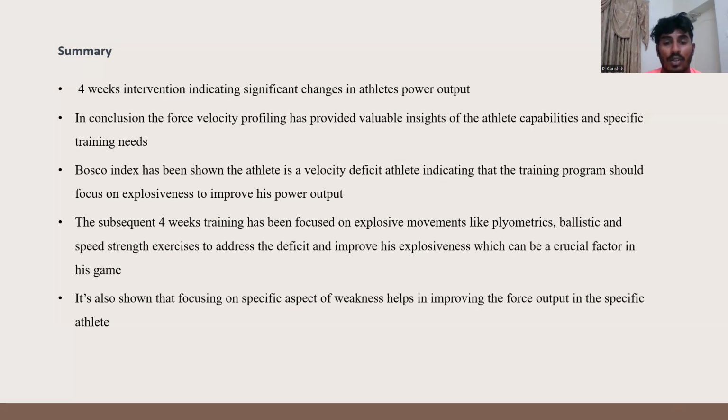The 4-week training program was mostly focused on explosive movements like plyometrics, ballistic exercises, and speed strength exercises to address the deficit and improve his explosiveness, which can be a crucial factor for his game. It has also shown that focusing on specific aspects of weakness helps in improving the force output of the specific athlete. Thank you.